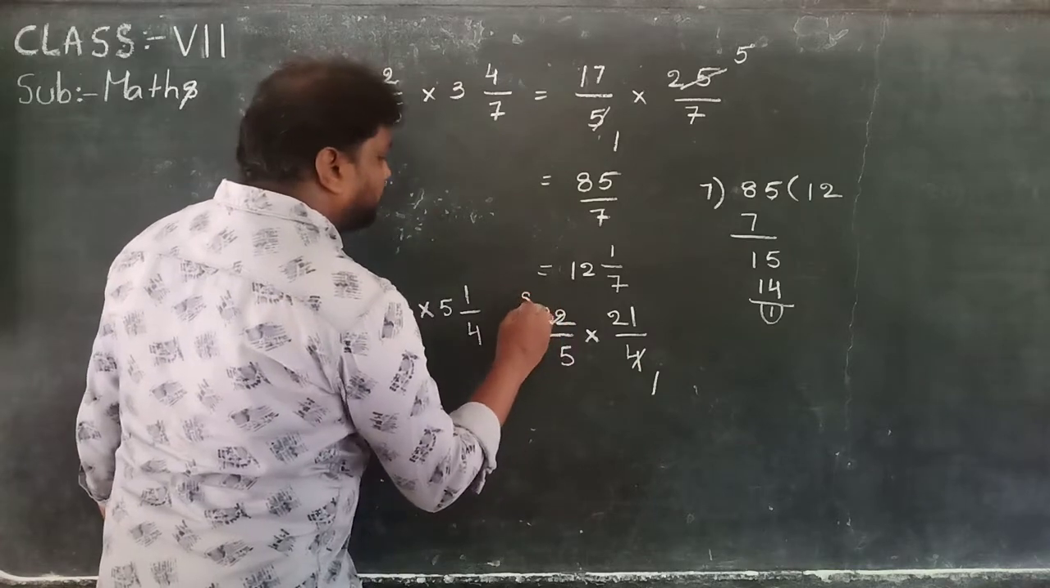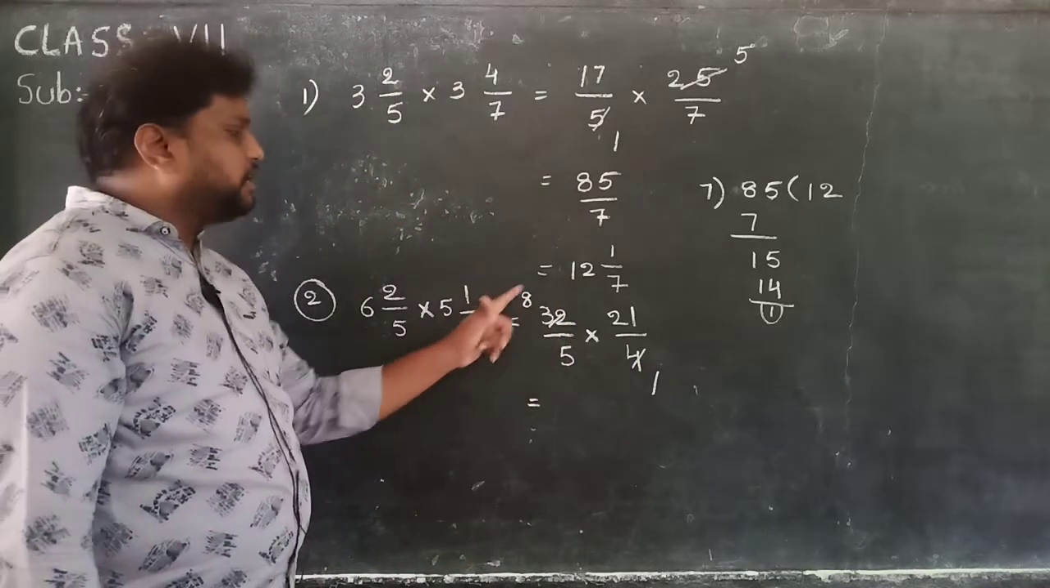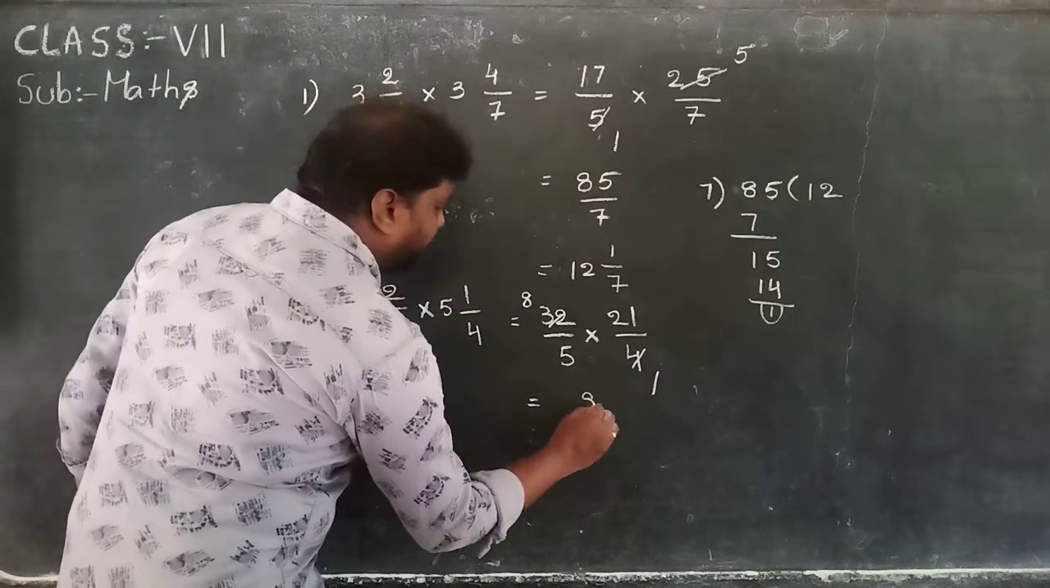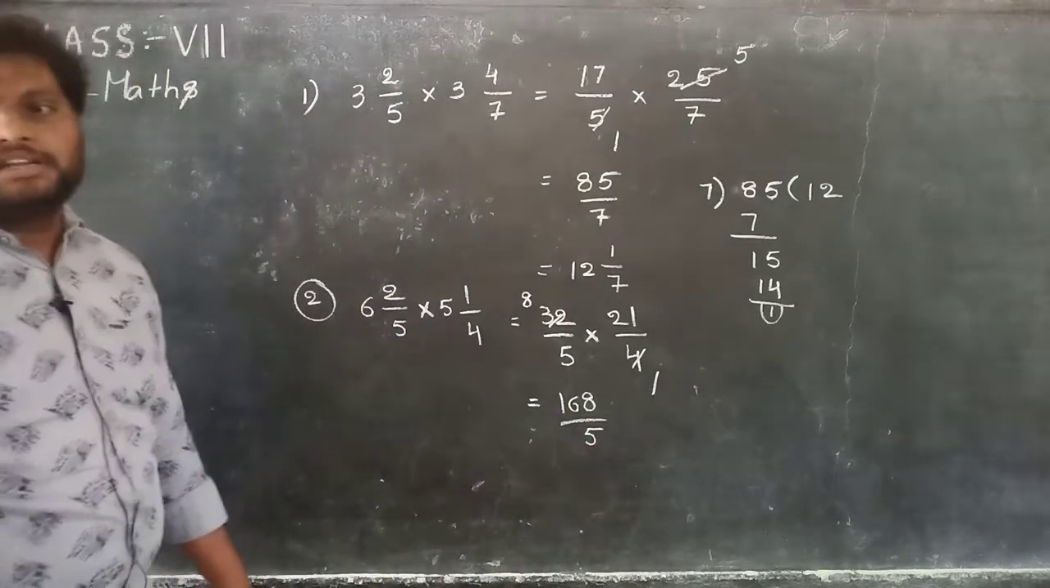4 eights are 32. Then the 8 is in the numerator position. 8 should multiply with the 21. 21 into 8: 8 ones are 8, 8 twos are 16, means 168 by 5. The denominator value is 5.